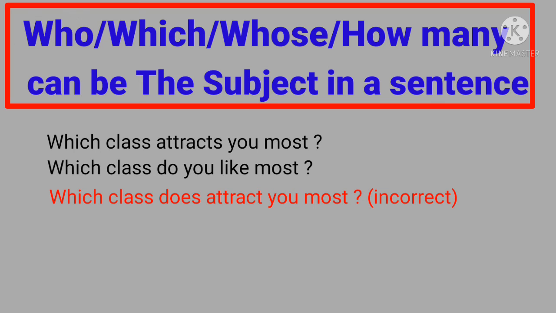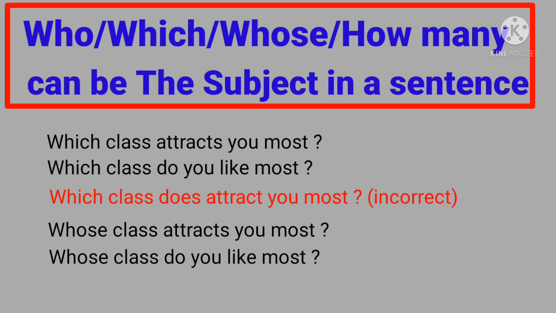And we can also use whose. Okay, whose class attracts you most? Here an affirmative structure has been used. But whose class do you like most? Here do, helping verb, after whose class. So it is the object of like.